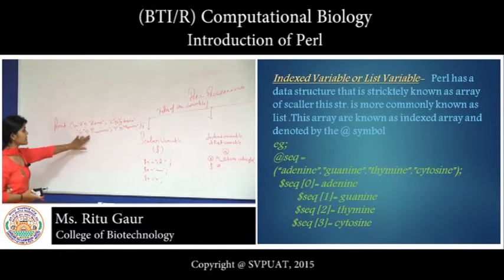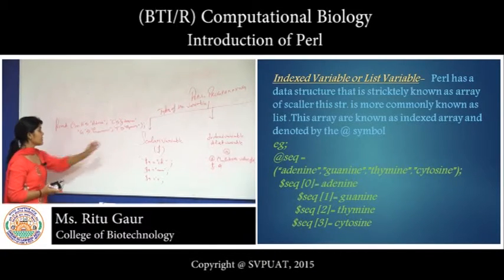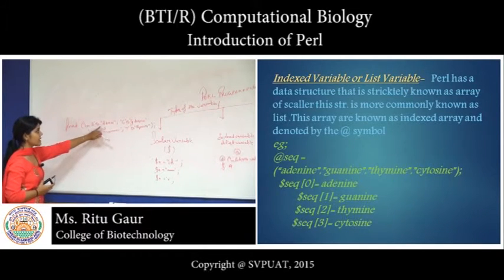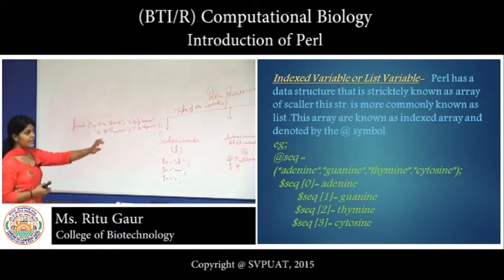Here I input the sequence adenine, cytosine, guanine, thymine. In the hash, in the associative variables, A is representing the key, and adenine is the value of the key A. And how can we extract the information from the hash in the associative array?